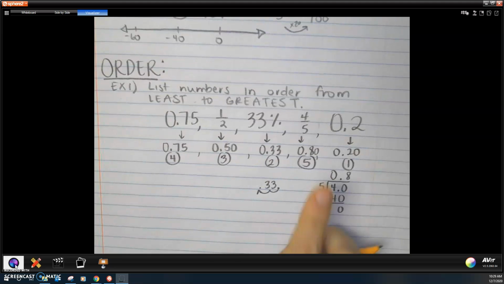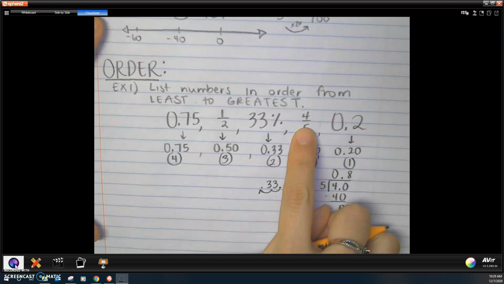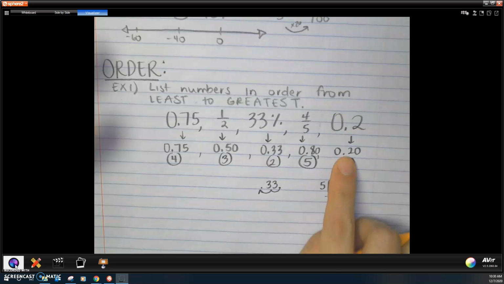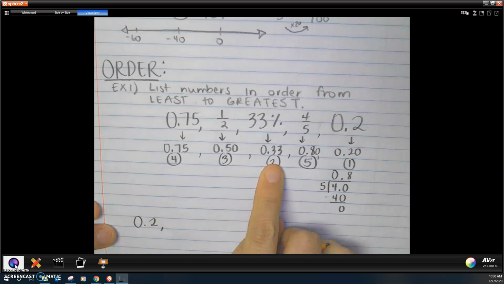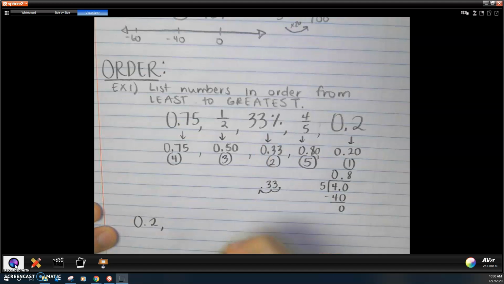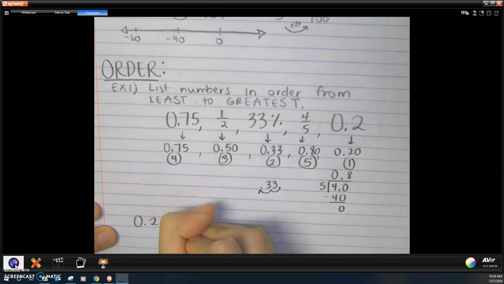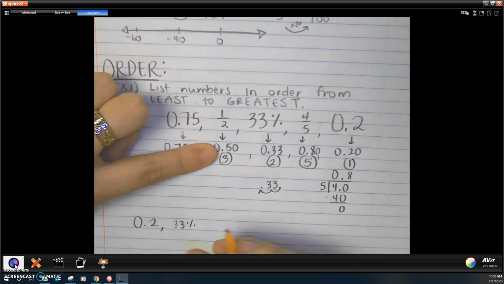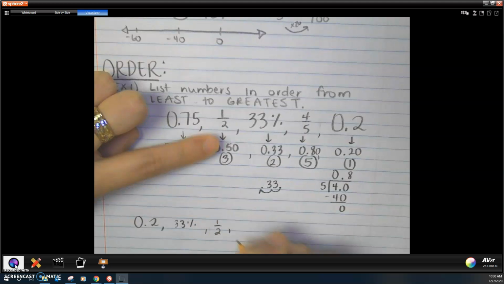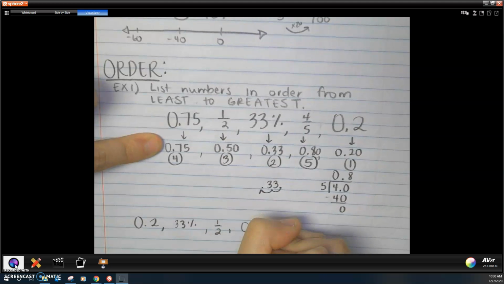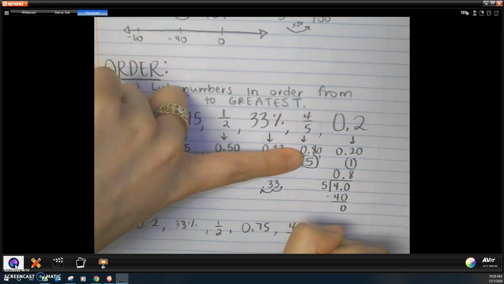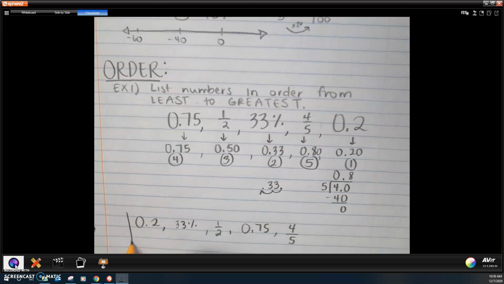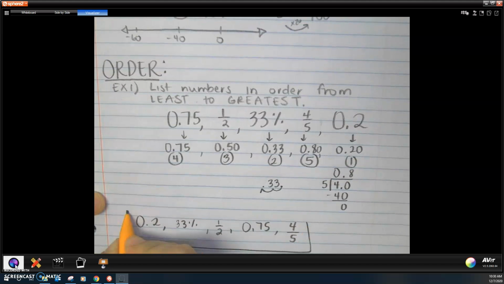But when I list them, I'm going to use the original number we started with. So the first one is 20 cents, but I'm going to use 0.2. Next we have 0.33, but I'm going to use 33%. And then 50 cents, which is 1/2. And then 75 cents, which is what we had originally. And then last, 4/5. So this would be my answer.